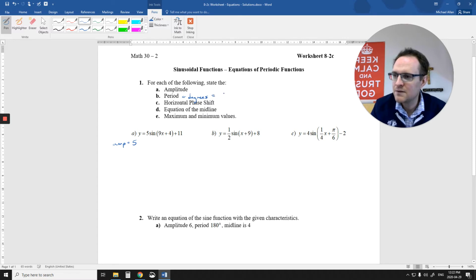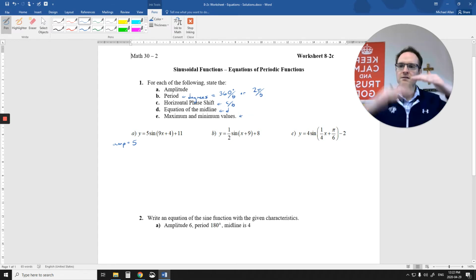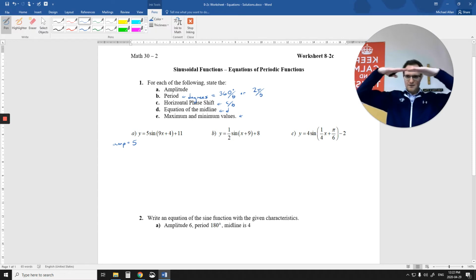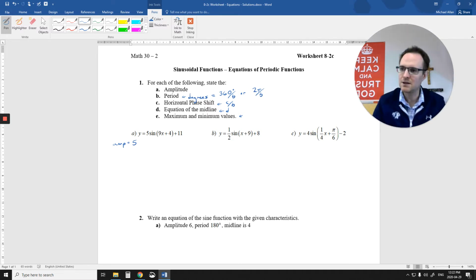So to find that, we're going to take the 360 and divide it by my B value. But if you wanted to, you can go 2 pi divided by B as well. My phase shift is going to be my C divided by my B. My equation of the midline is my D value, and then my min and my max value. So you have to think about how you're going to find that. If you know where your midline is, you would have to subtract the amplitude to get the bottom number, and then add the amplitude to get the top number.